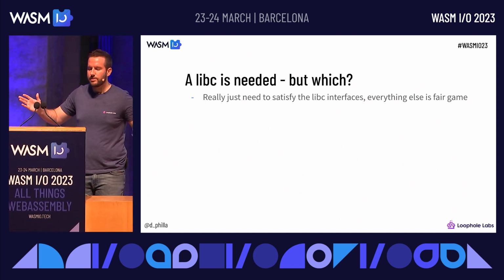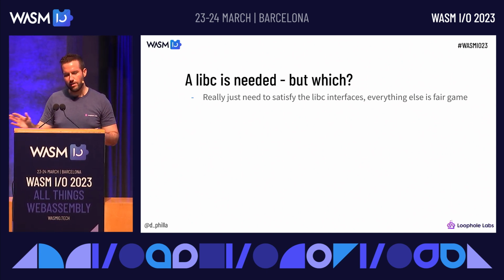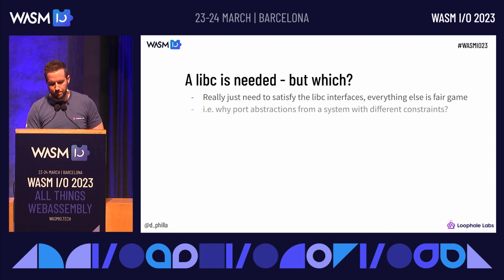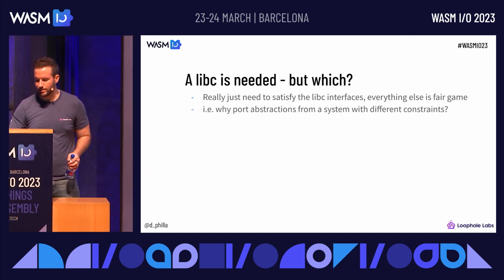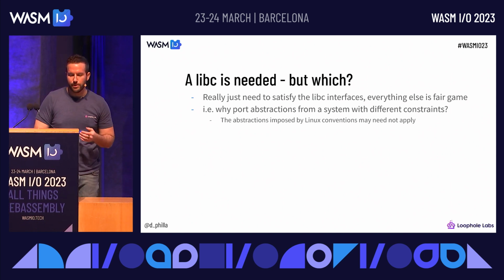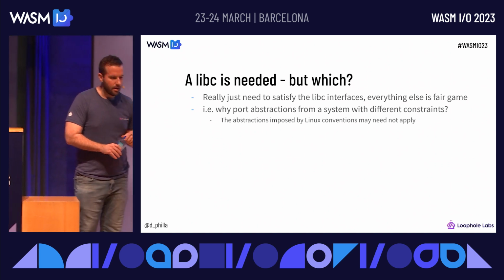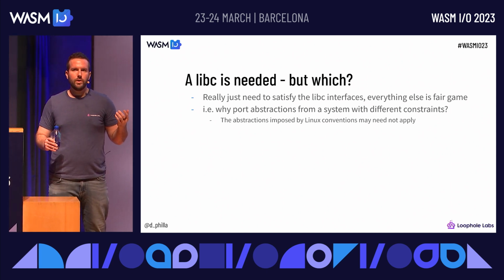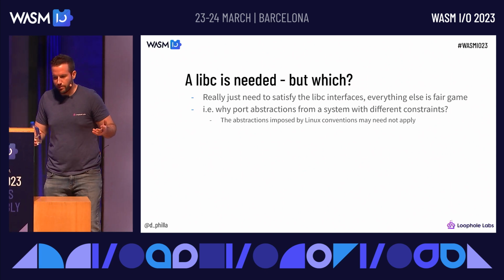So when we first started looking at this, we were like, OK, everything else is fair game. Let's just get the interfaces, figure out how to deal with the FFI, the types. And then from there, we were thinking, why port abstractions from a system with different constraints, i.e., the abstractions imposed by the Linux convention, right? So when we think about user space and kernel space, we don't really have those concepts within a Wasm environment, right?